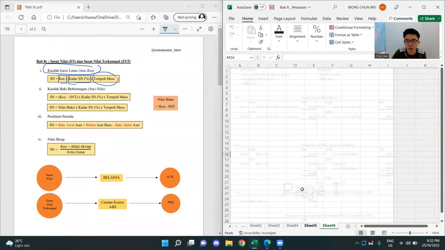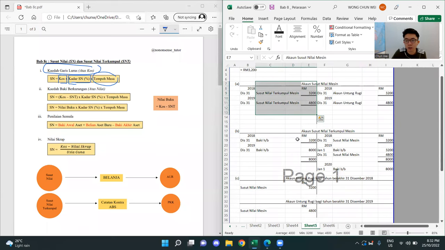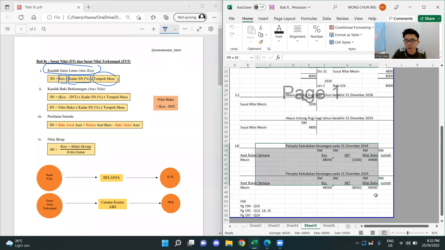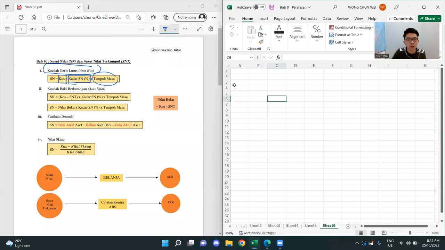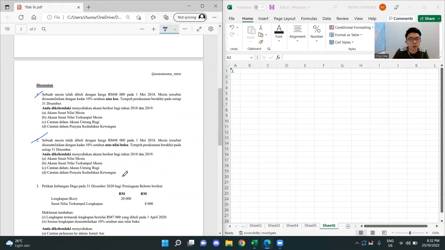So you see, we did the county for SNT, after the account untung rugi and the PKK. So now we're done with question one. So now we will be doing question two. Let's see question two.